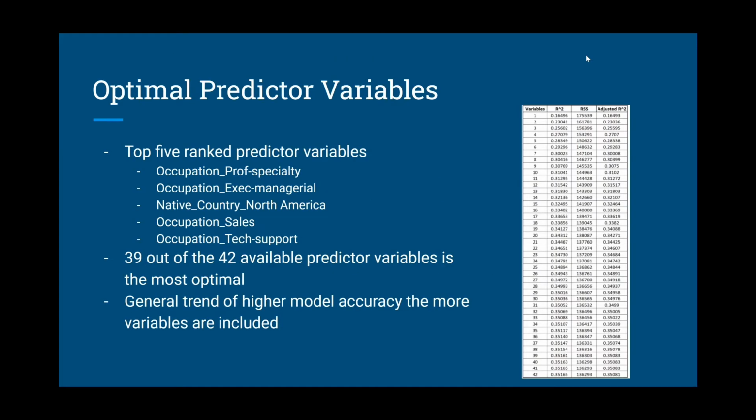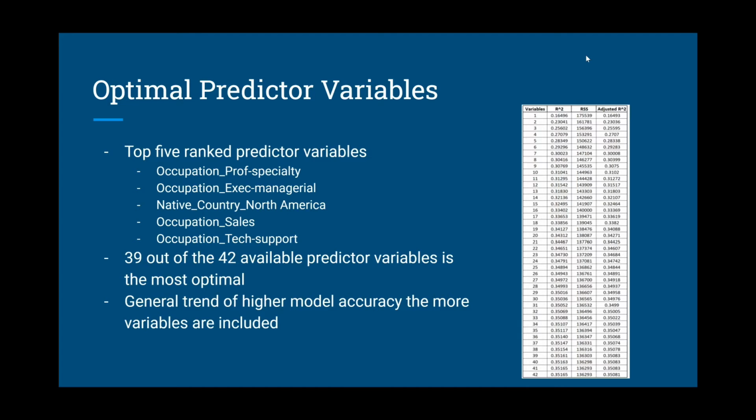Now, with the actual optimal predictor variables, the algorithm was able to find the top 5 ranked predictor variables, which include occupation professional specialty, occupation executive managerial, native country North America, occupation sales, and occupation tech support. 39 of the 42 available predictor variables was found to be the most optimal by the forward stepwise algorithm, as shown on the table on the right.